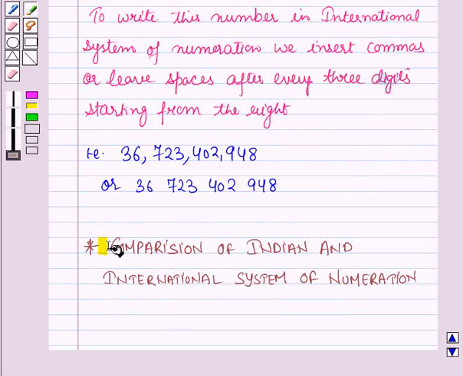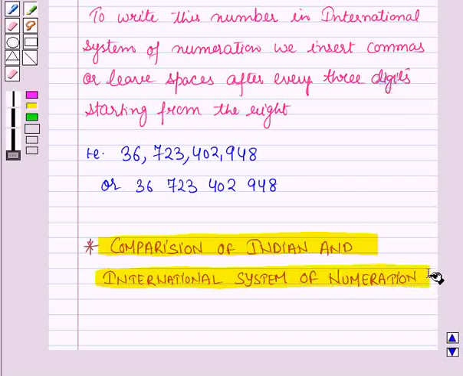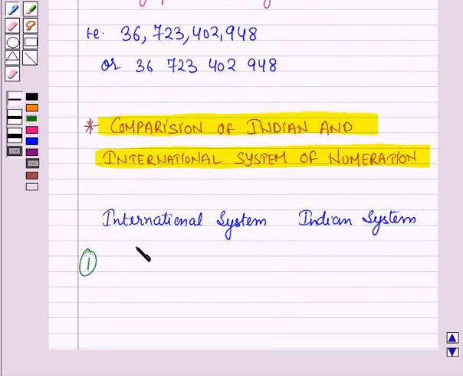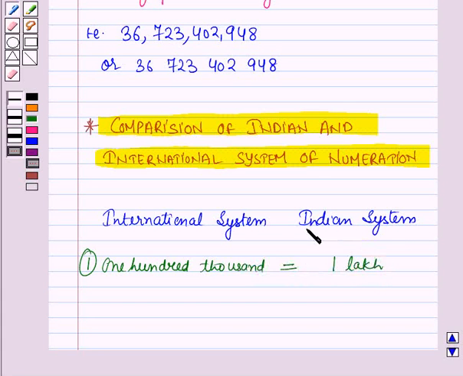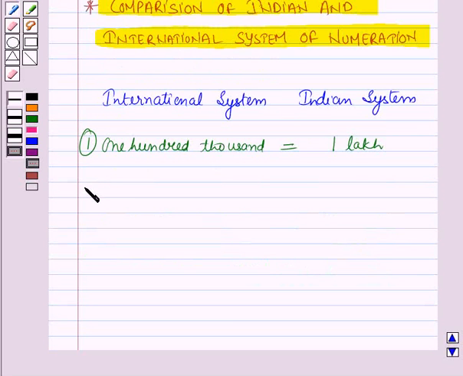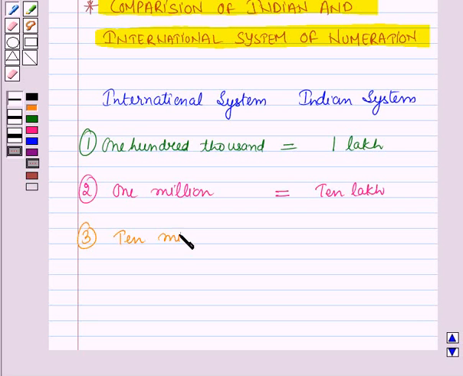Now let us compare Indian and international system of numeration. In international system of numeration, 100,000 is equal to 1 lakh in the Indian system of numeration. Secondly, 1 million in international system of numeration is equal to 10 lakh in Indian system of numeration. Also, 10 million in international system of numeration is equal to 1 crore in Indian system of numeration.